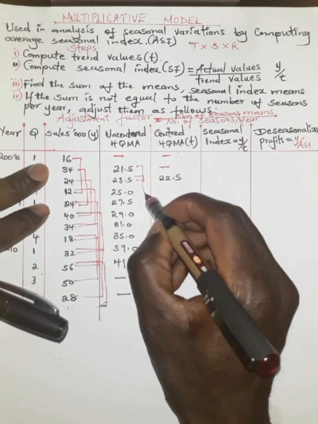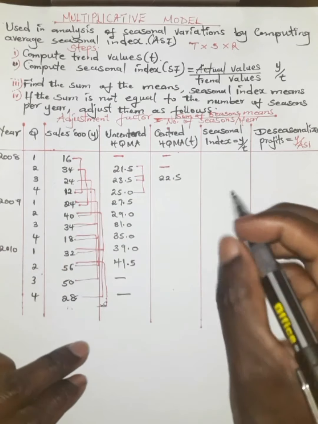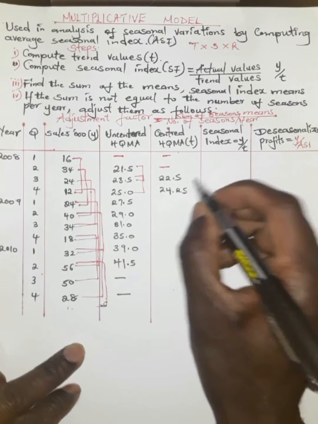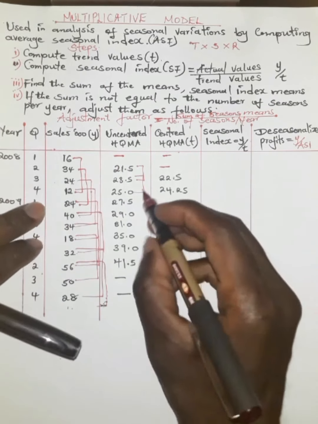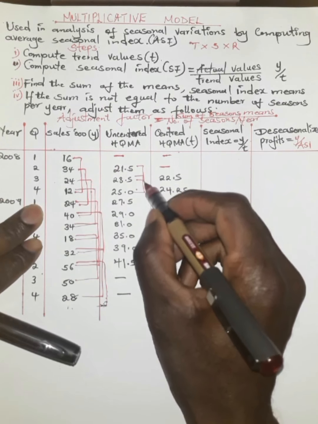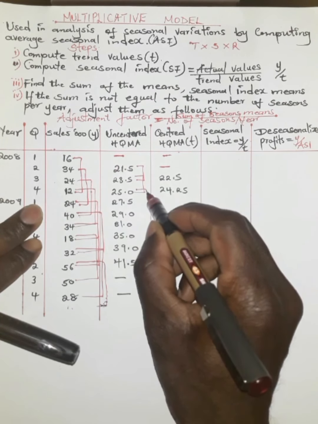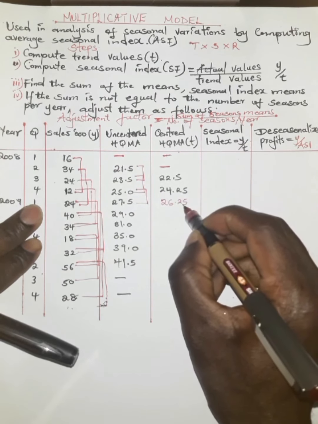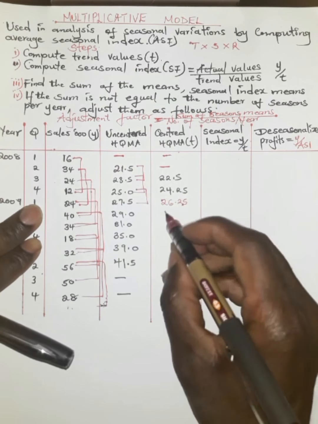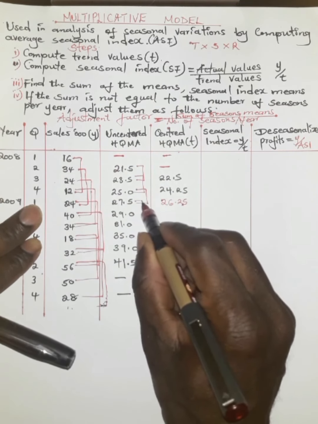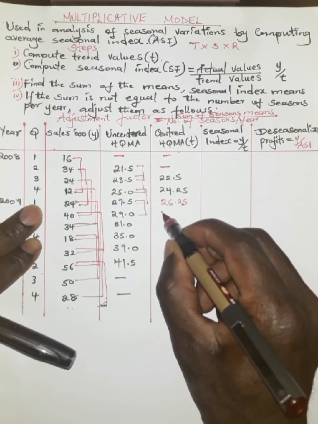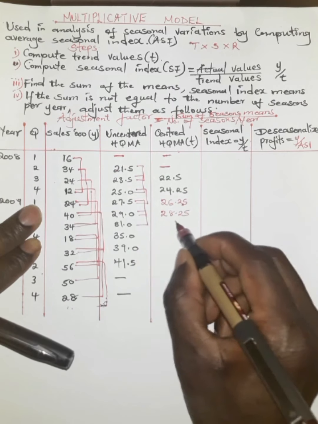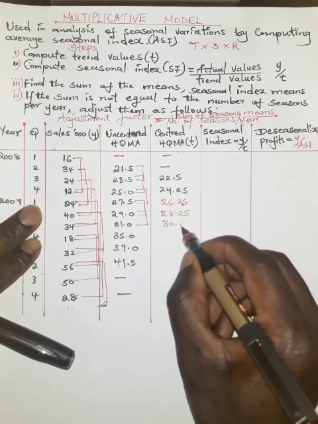Add these 2 again, divided by 2, we have a value of 24.25. Again you add this, we have that one, so now this one to that should have a value of 26.25. Then the value of that one to this should have a value of 28.25. Then this one, 2 divided by 2, should be 30.0.